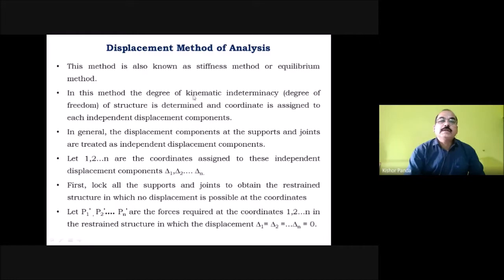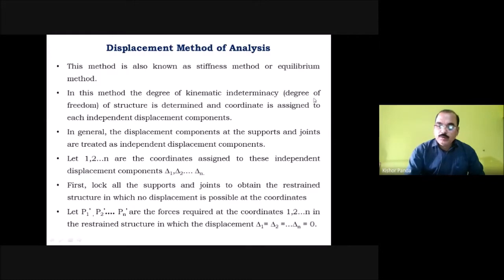In this method, the degree of kinematic indeterminacy, the degree of freedom of a structure, is to be determined, and a coordinate is assigned to each independent displacement component. So you know what is the degree of kinematic indeterminacy? Degree of kinematic indeterminacy is also known as degree of freedom.